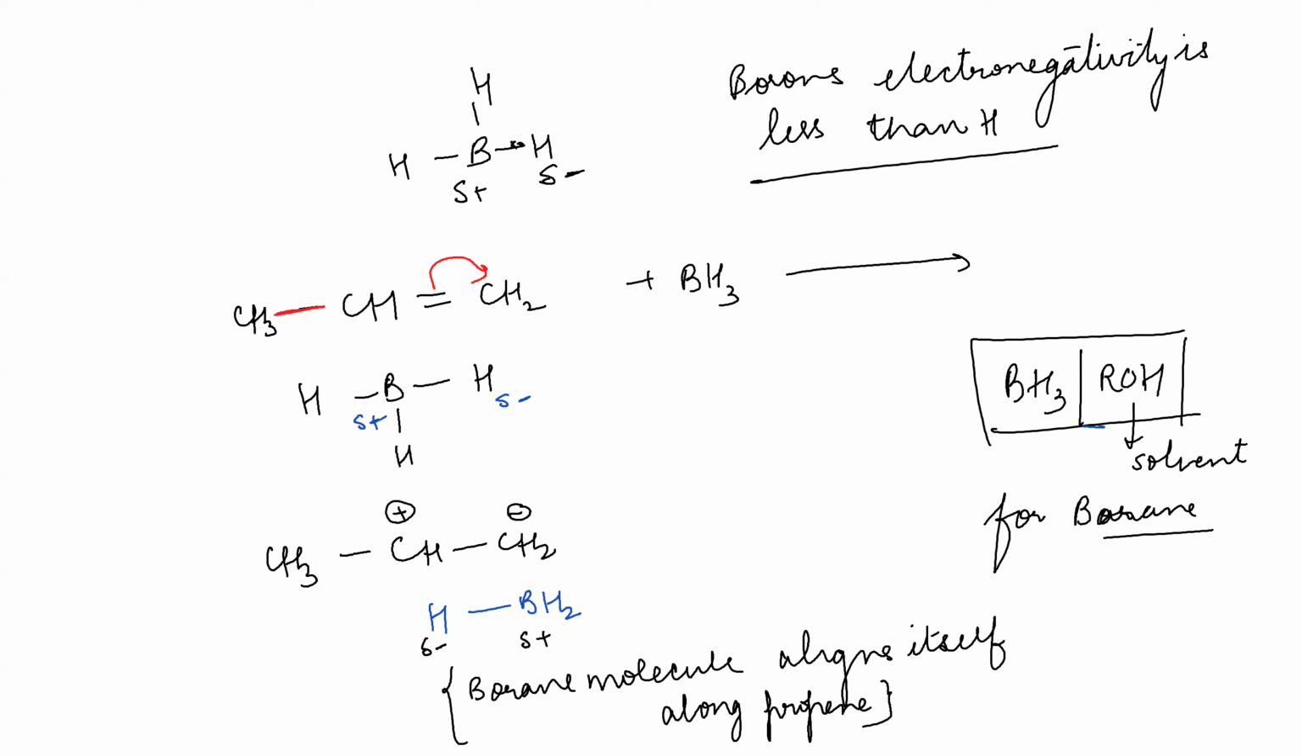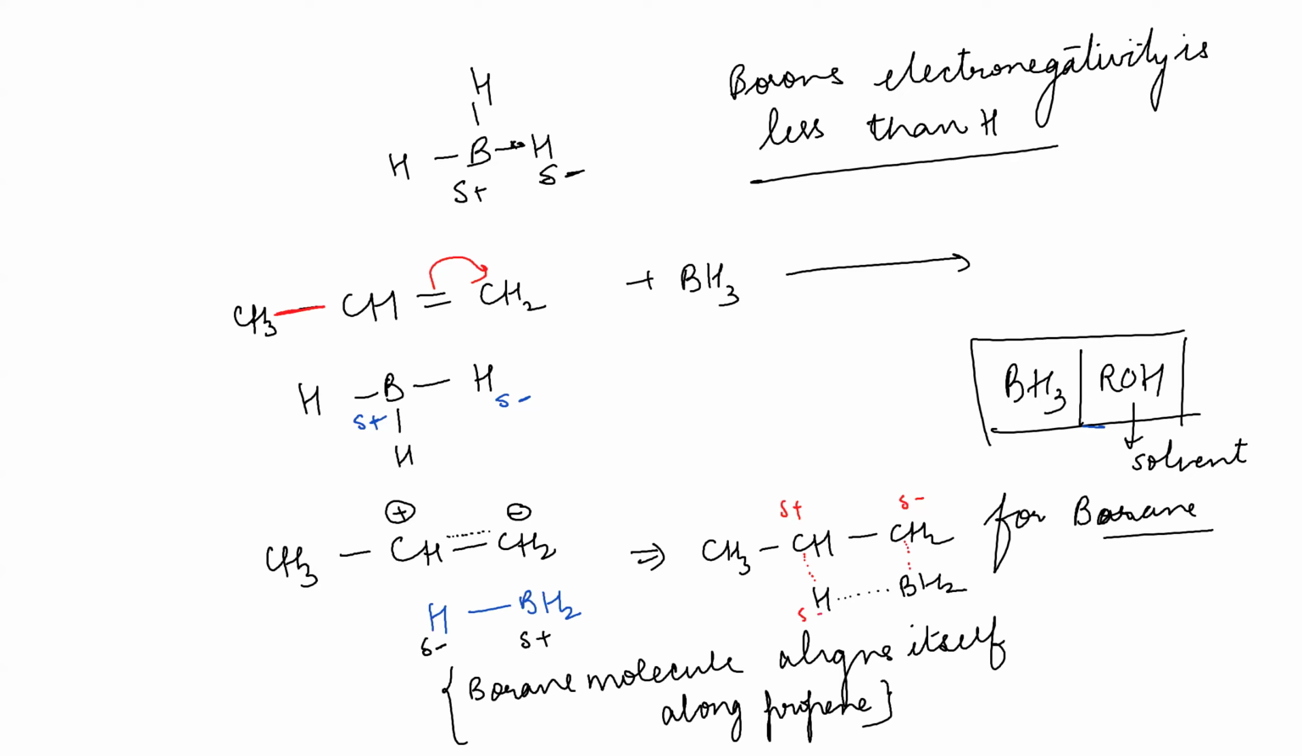And now a transition state is formed. What is the transition state? Because the double bond is about to break, we show CH3, CH, CH2, and H dotted to BH2. And because boron is carrying a partial positive charge, it is highly likely to attach itself to the negative, and the H is carrying a delta negative charge, so it is highly likely to attach itself to the delta positive.